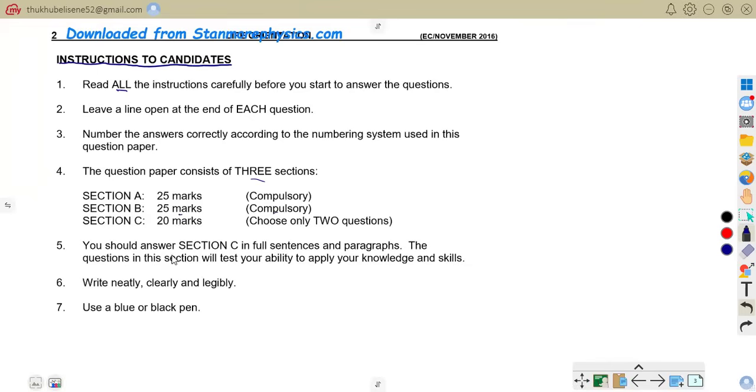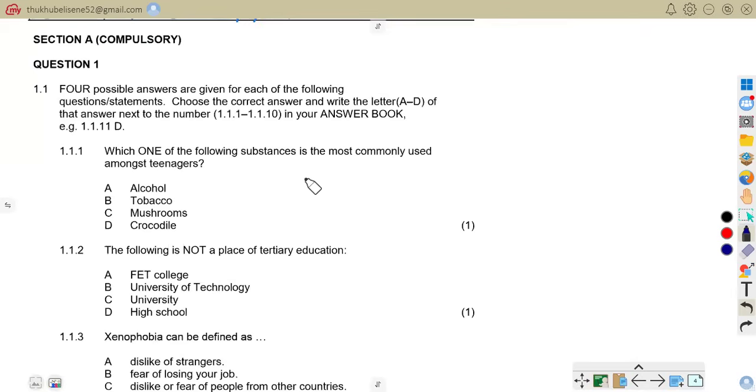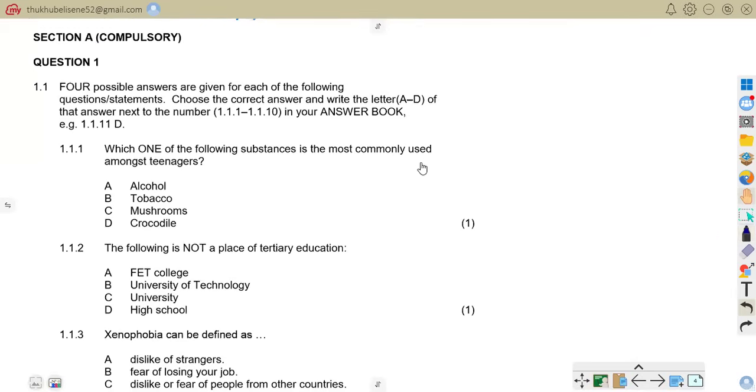Instruction number 5: you should answer Section C in full sentences and paragraphs. The questions in this section will test your ability to apply your knowledge and skills. Instruction number 6: write neatly, clearly and legibly. And the last instruction, number 7: you are to use a blue or black pen. These instructions are very important. Don't make the mistake of attempting the questions before you have gone through the instructions. Let us move on to Section A.